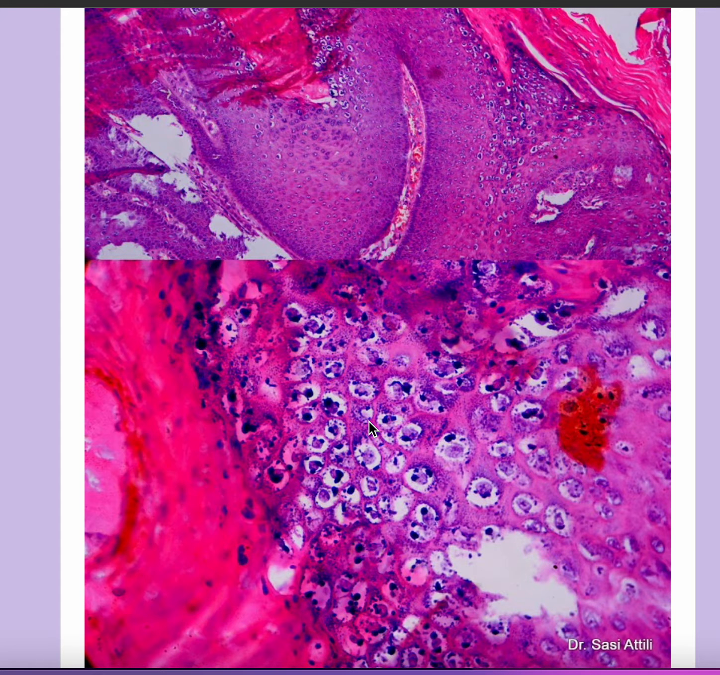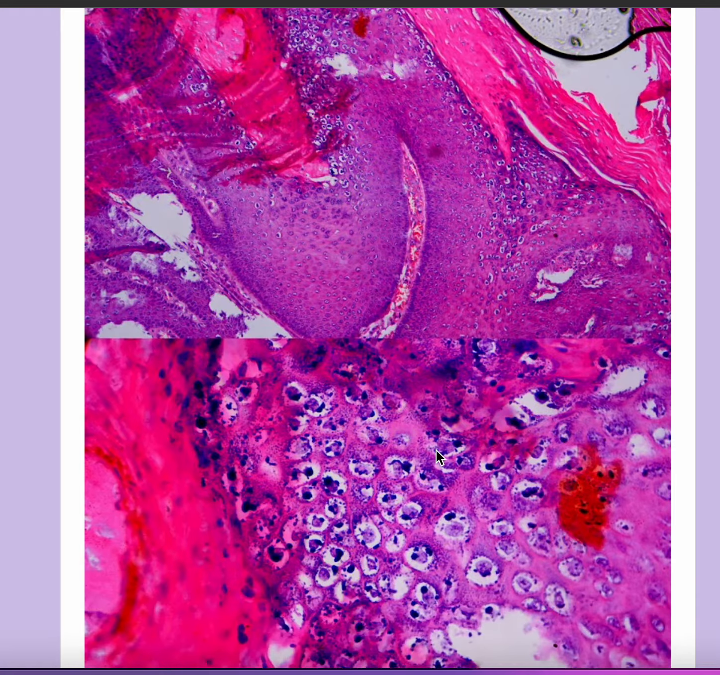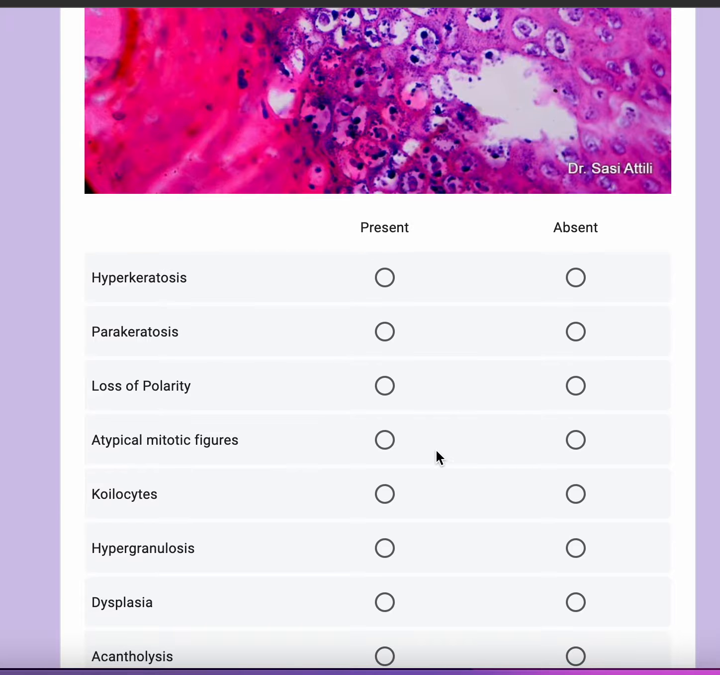These are simply koilocytes. And you can appreciate the parakeratosis here as well, though it's slightly out of focus. But yeah, this is not a squamous cell carcinoma, which some of you thought about.